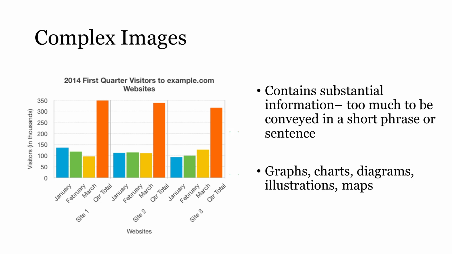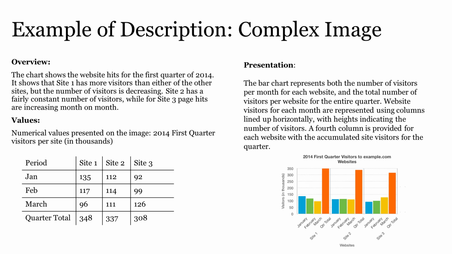Complex images are visual representations, such as charts, graphs, diagrams, illustrations, or maps that contain a wealth of information too large to succinctly describe in alt text. The image on the left charts the frequency several websites were visited on a monthly and quarterly basis. There is no brief way to communicate all the content delivered by this image. So how might you communicate the information provided for a complex image such as this?